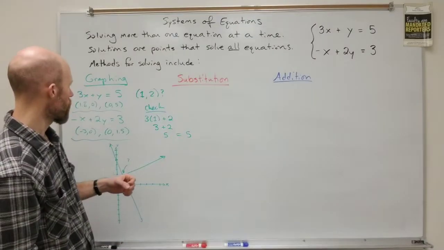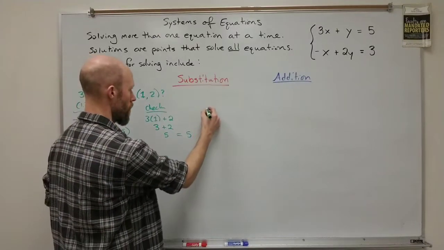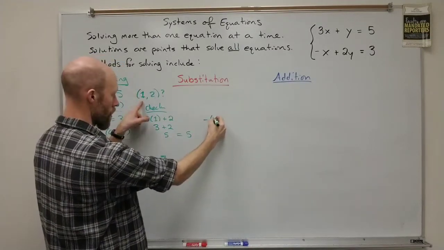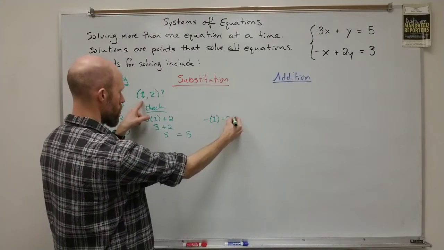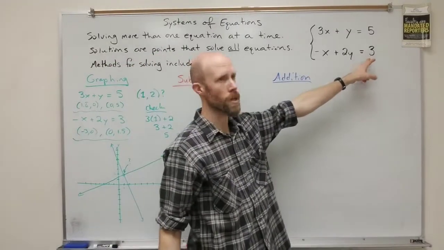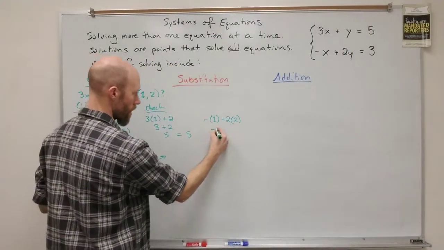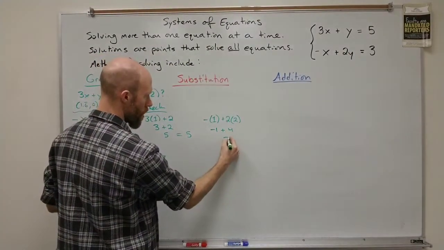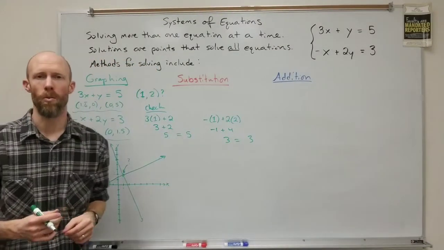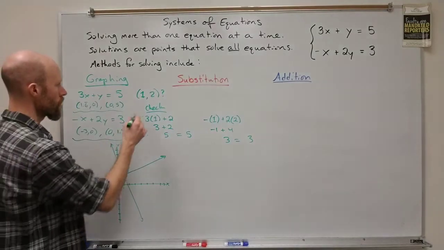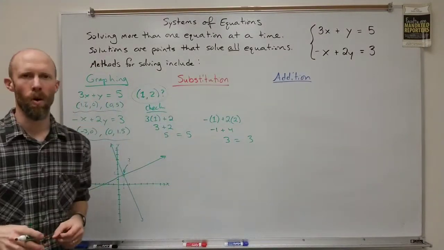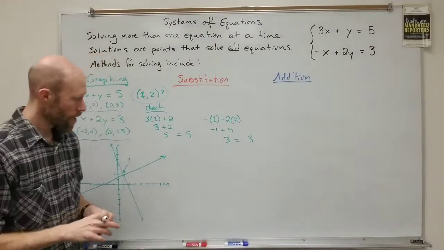If I check it on the other equation, I get negative, the x is 1, so it's negative of 1, plus 2 times 2. I'm hoping to get 3 so that it balances out. And in fact, I will. Negative 1 plus 4 is equal to 3, which equals the 3 on the other side. So it checks out on both equations. And so my solution is indeed that point (1, 2).